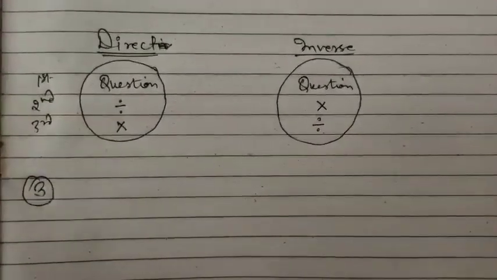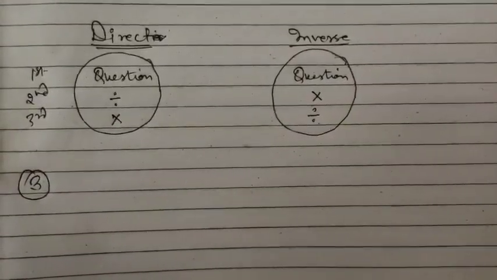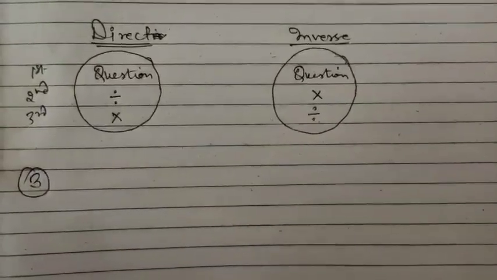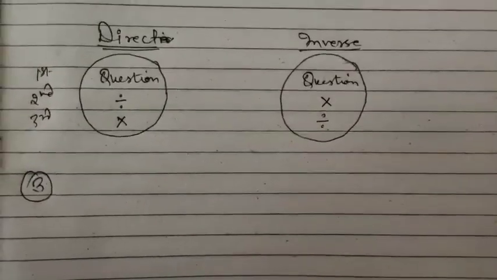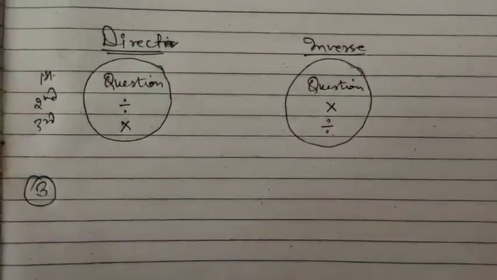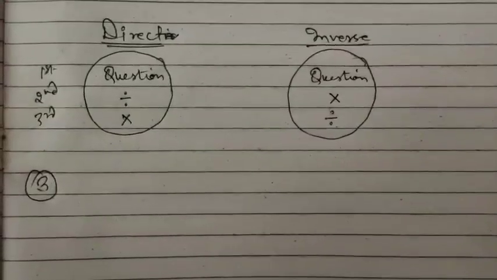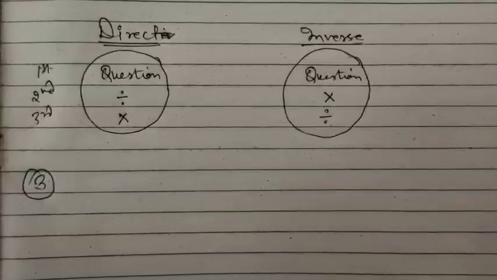The third question says a wristwatch loses 10 seconds in every 8 hours. It means after running for 8 hours, the wristwatch slows down by 10 seconds. It means it is getting late. Then the question is asking in how much time it will lose 15 seconds.